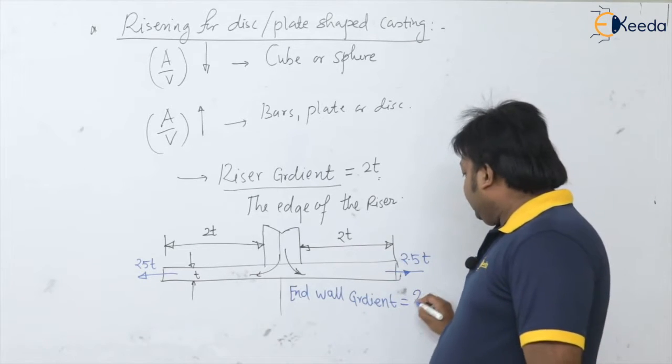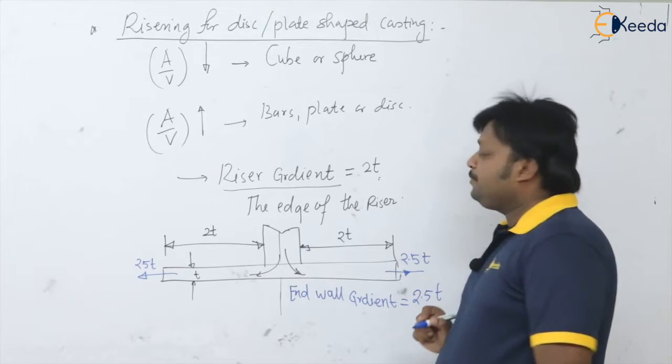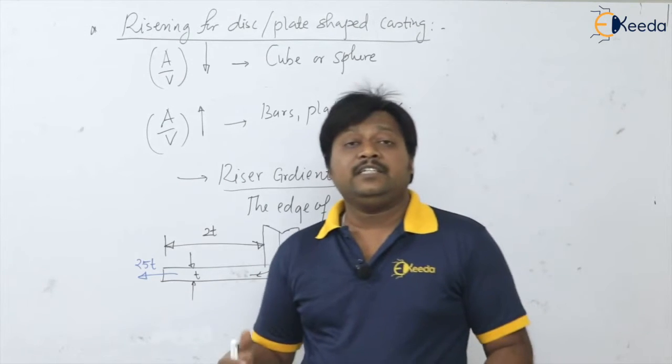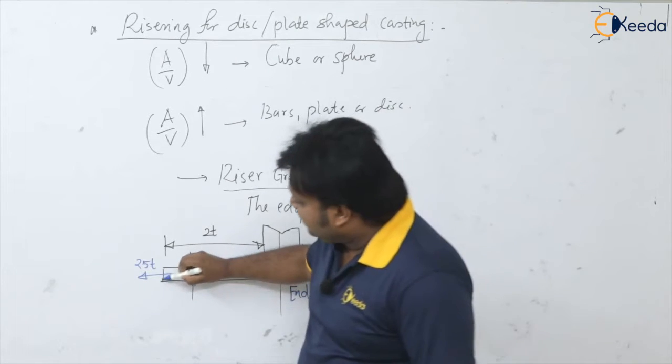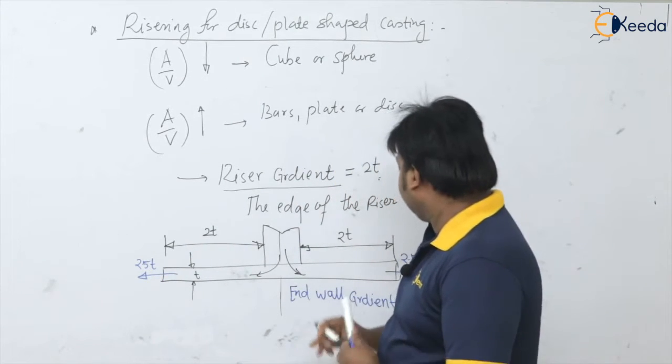So the end wall gradient is how much? 2.5t. Now if you want the heat transfer at a much faster rate, what can you do? You can add a chill here also. So say I am adding a chill here.